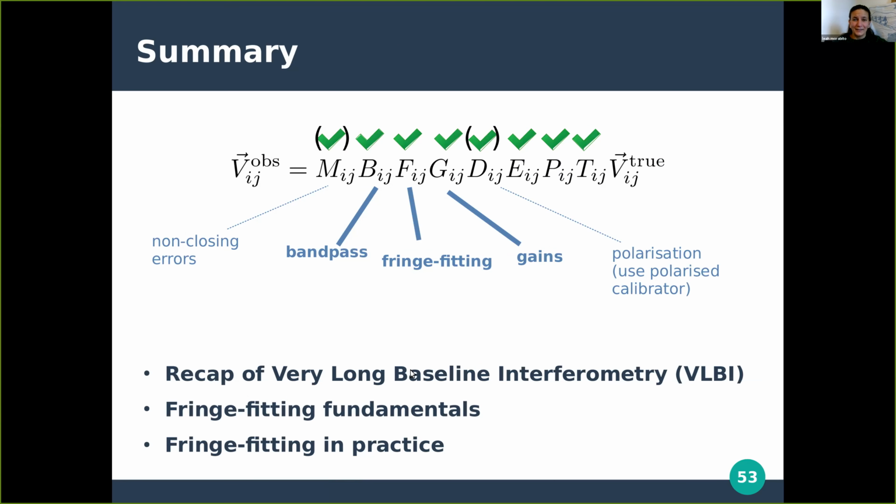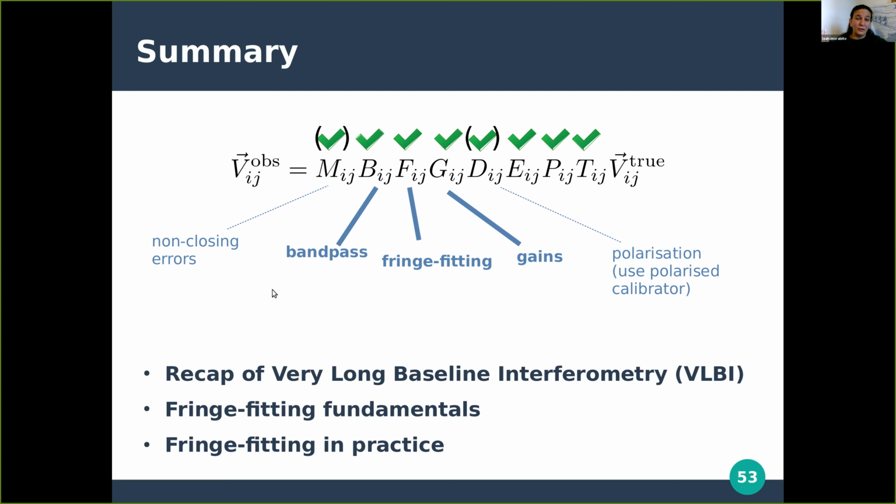All right, so we've come to the end. We started out with this equation, and at the beginning of the lecture, we had all of these things that we didn't know about, and we've talked through them today. We've talked about fringe fitting, which was the focus of this lecture, but then also how we correct the amplitudes with both the bandpass and also gain calibration. We touched briefly on polarization, which you can correct for using polarized calibrators. And then we also talked about what non-closing baseline-based errors are.